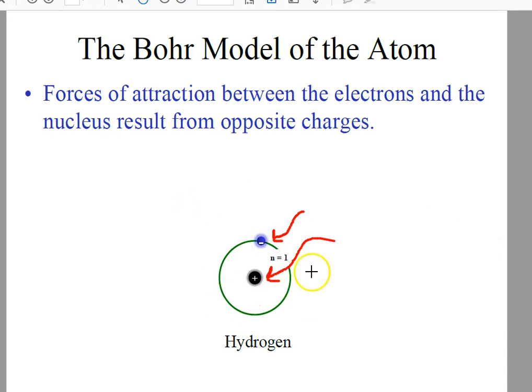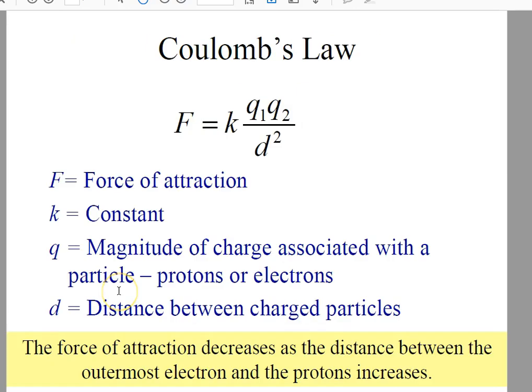Why doesn't it just go and stick to the nucleus? It's moving so fast that it keeps it from going straight into the nucleus. It's the same reason the Earth is attracted to the sun via gravity, but the Earth is not moving toward the sun. Instead, it's moving in an orbit around the sun. Same thing for electrons. This attraction is based on Coulomb's law.